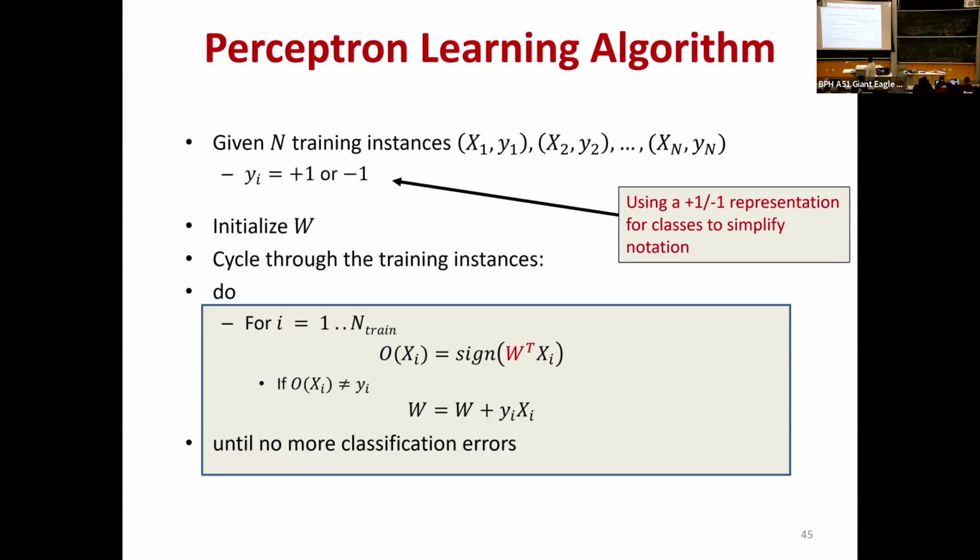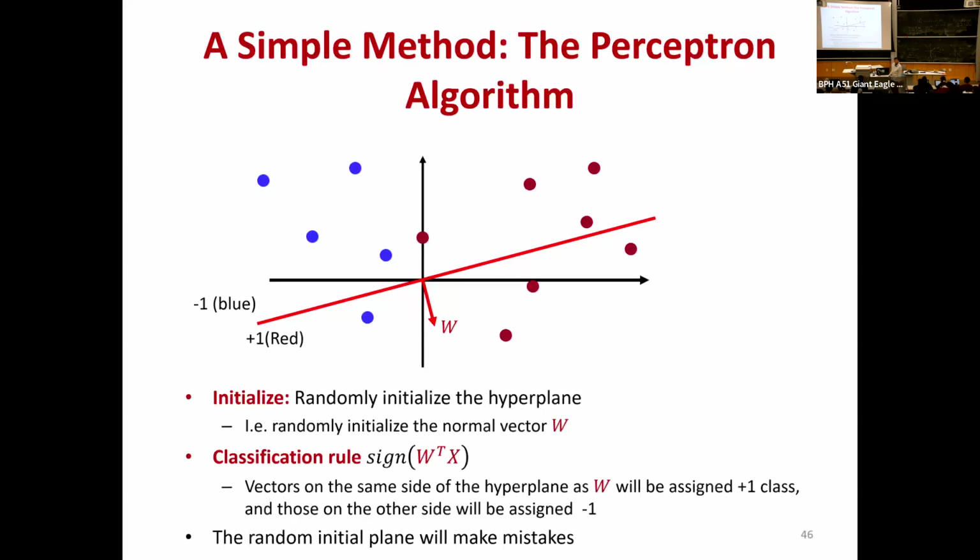You're given some collection of training samples. I'm using a +1 and -1 representation for arithmetic notation, but the pictorial illustration should be clear enough. You initialize W, and then you cycle through the training instances. Skip the arithmetic. Here's what it looks like. I'd have a collection of positive and negative instances. I initialize my W, that gives me some decision boundary. I begin checking all of my training instances.